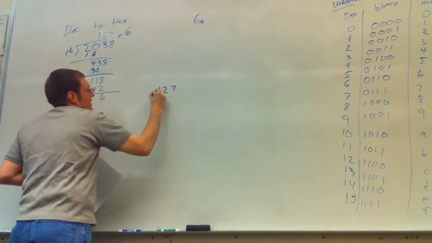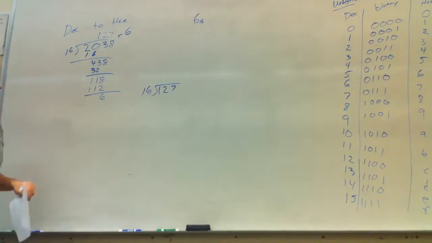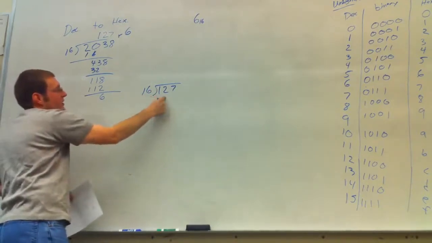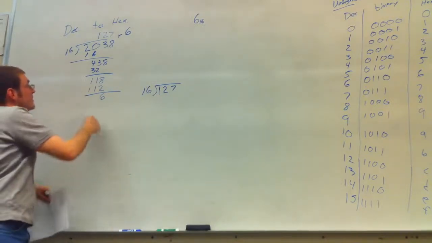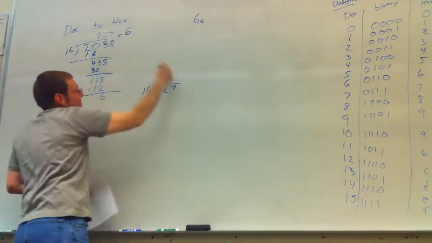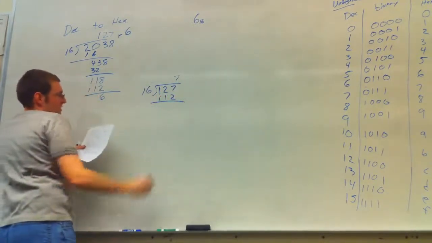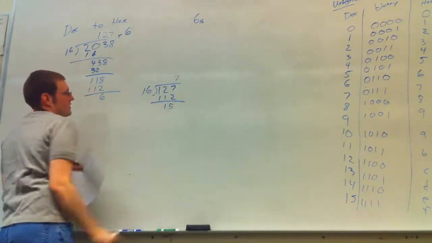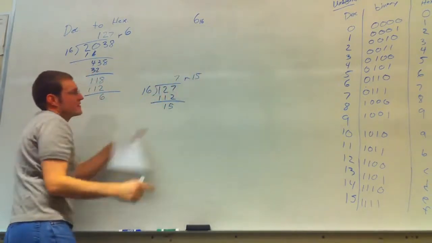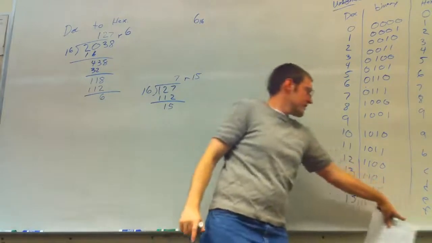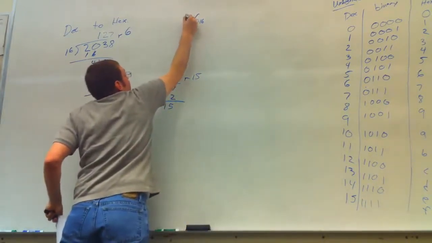So now we take 127 and divide that into it. It can't go into 1, it can't go into 12, it goes into 127. 16 times 7 is 112, and we get a remainder of 15. Since we're doing hex, 15 is F, so we would put F on top.